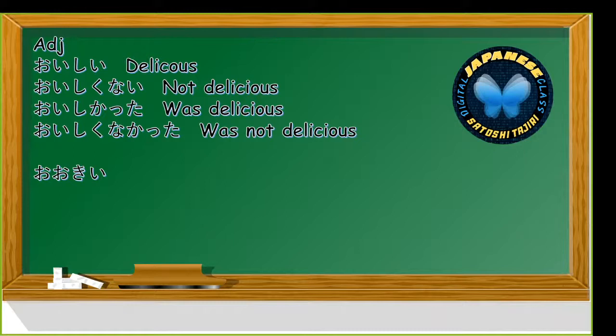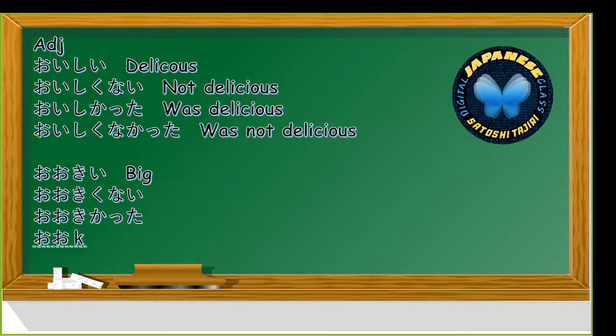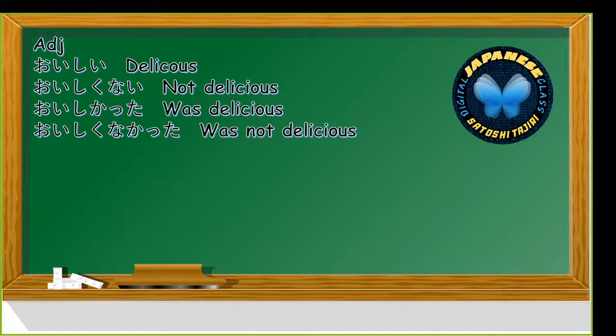Okay, let's make this one. Let's have ooki, it means big. Let's have Tori-san make me a negative on this one. Ookikunai. Okay, make it long. Ookikunai. Very good. How about was big? Ookikatta. Very good. How about was not big? Ookikunakatta. Very good. Okay, katta. Well done. Do you understand? Yes, teacher, I understand. Very good.